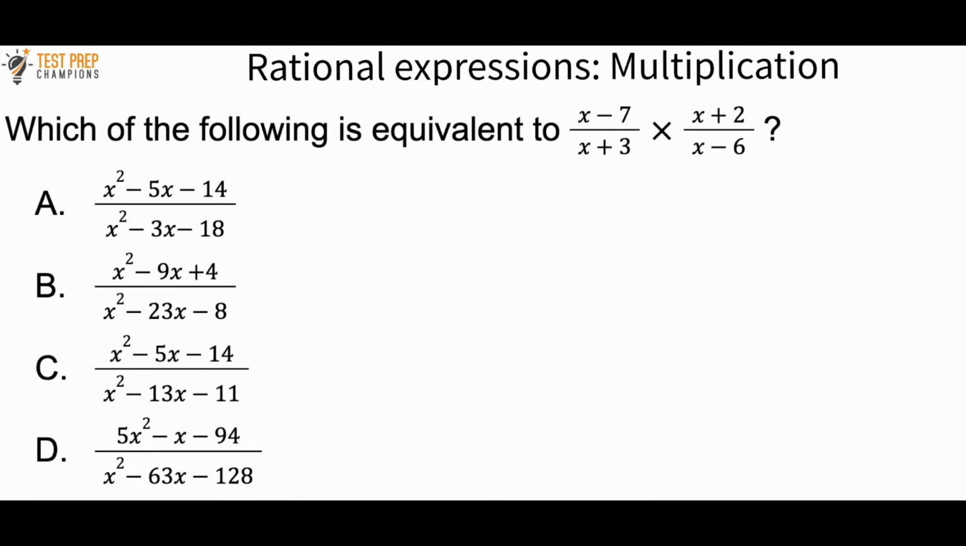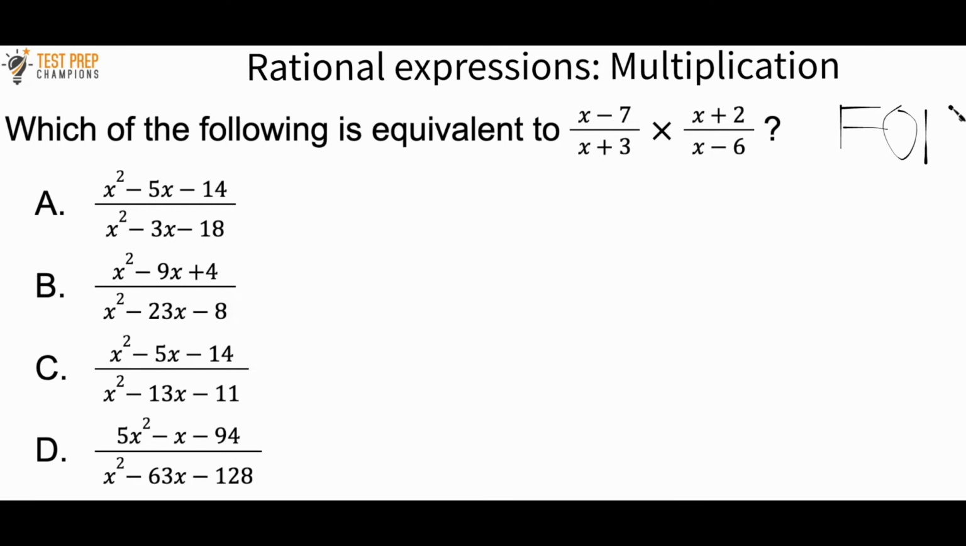The next question says, which of the following is equivalent to x minus 7 over x plus 3 times x plus 2 over x minus 6? Let me give you a chance now to pause the video, try to figure this out, and whenever you're ready, we'll go over the answer. To get this right, we're going to rely on the FOIL method.